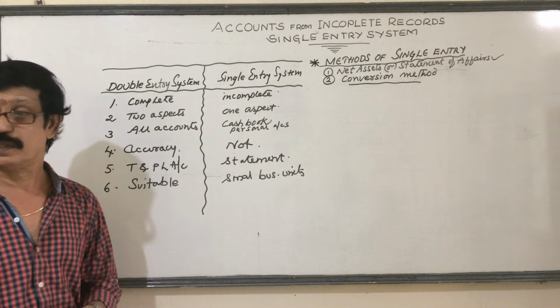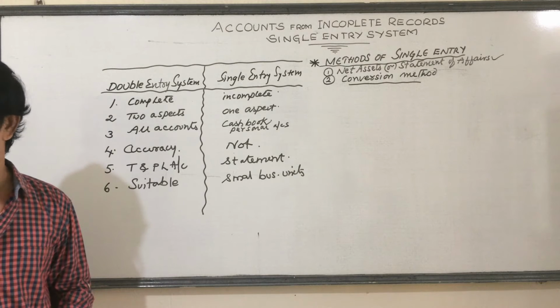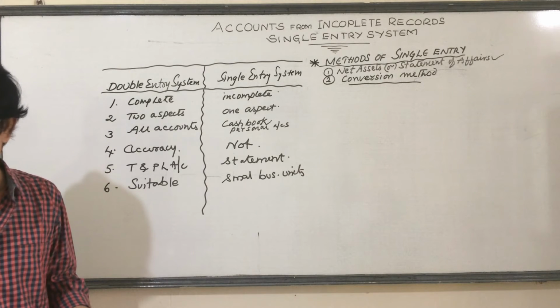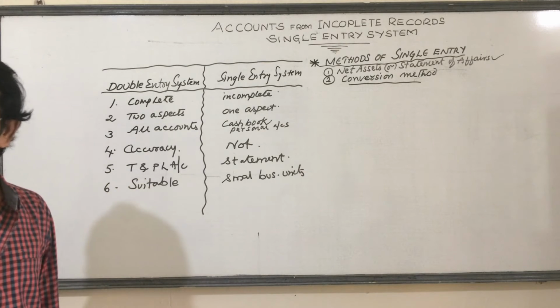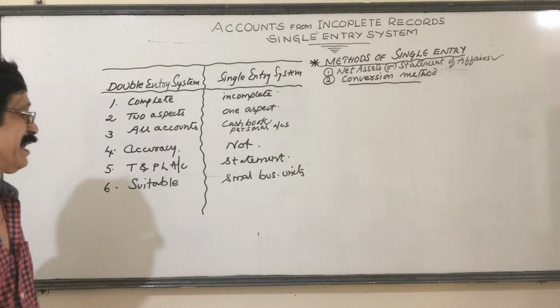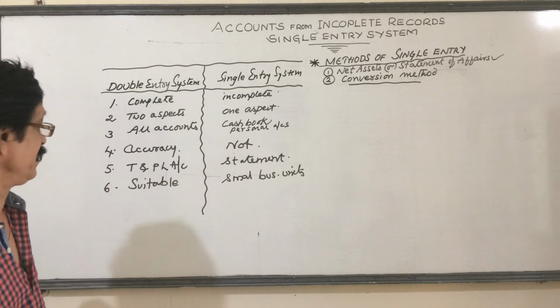Here, through the double entry system, we can check the arithmetical accuracy of the books of accountancy. That means whether we prepared the journal, ledger, balances, everything correctly or not, we can understand through the trial balance. But here there is no trial balance, so we cannot find the accuracy of the books of accountancy.